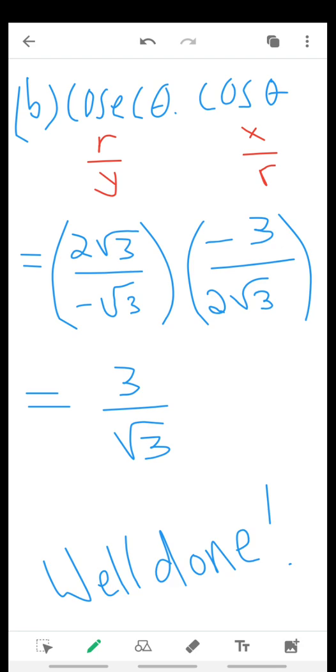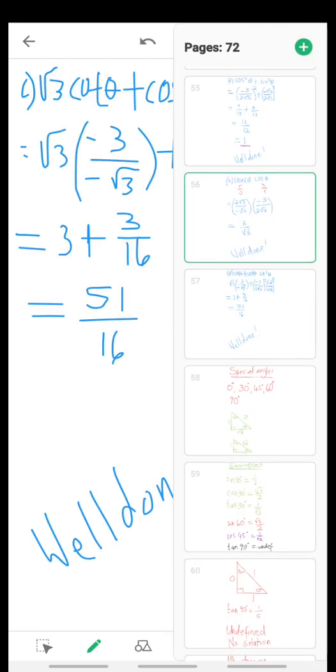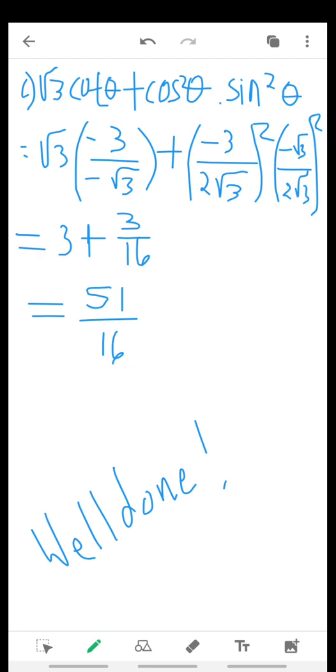Cos theta is x over r. With substitution, the answer became 3 over square root 3. Well done. Now, moving on, we have square root 3 cot theta plus cos squared theta times sin squared theta.